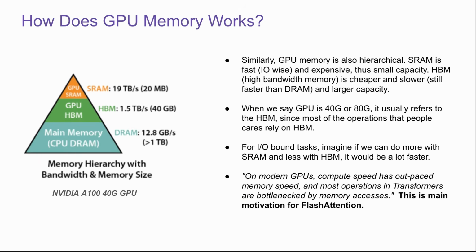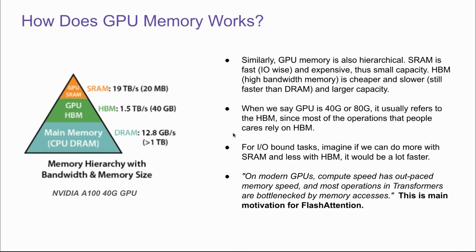Now let's move from CPU to GPU. How does GPU memory work? Well, it's actually pretty similar. GPU memory is also hierarchical. SRAM is fast, I/O-wise, and expensive, and it has very small capacity. HBM, high bandwidth memory, is cheaper and slower, but it's still faster than the traditional DRAM. The capacity of HBM is also larger than SRAM.